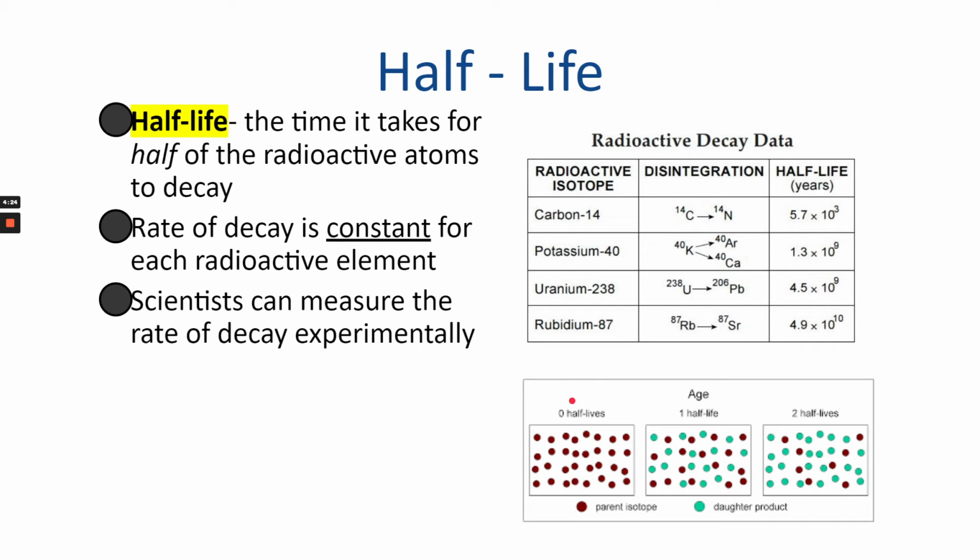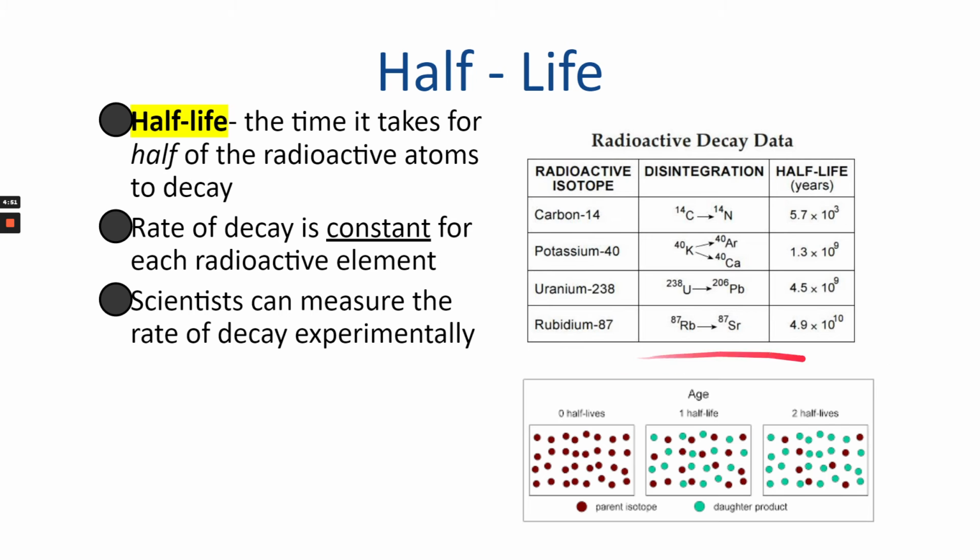Now the half-life is a measurement of time. These things happen in a way that is measurable. So half-life is the time it takes for half of the radioactive atoms to decay. Say you had 100 to start. The half-life would be the amount of time it would take for 50 to decay. The rate of decay for this is constant for each radioactive element, and this can be measured experimentally by scientists.